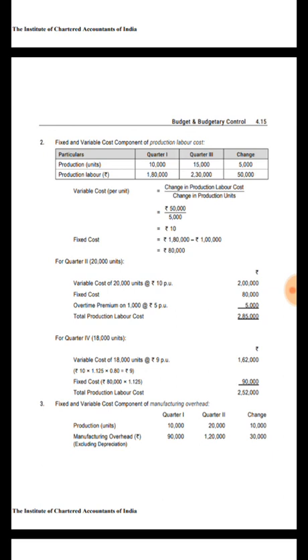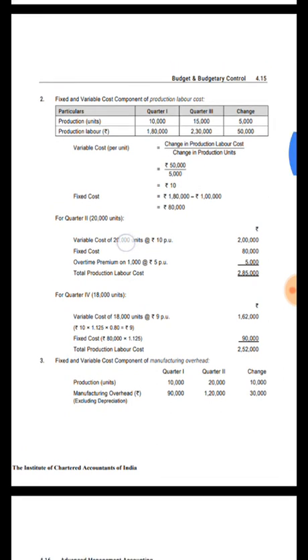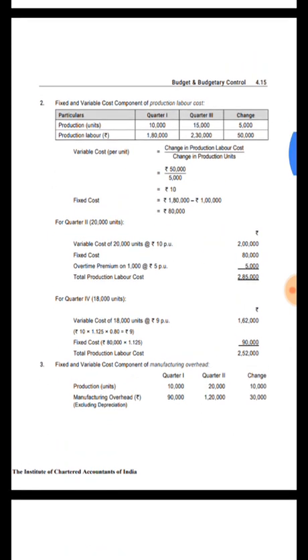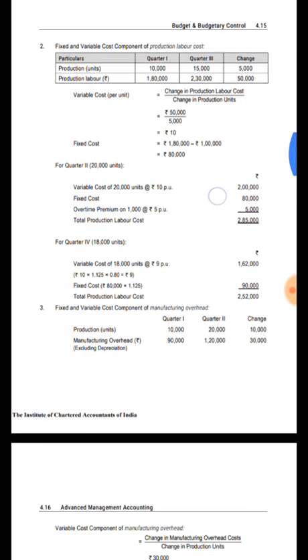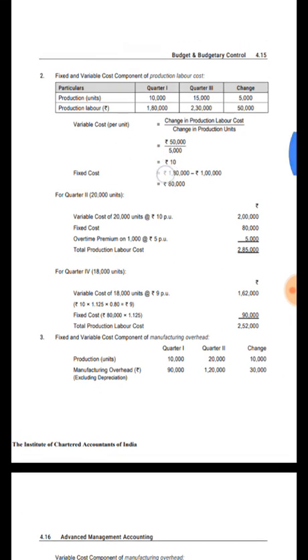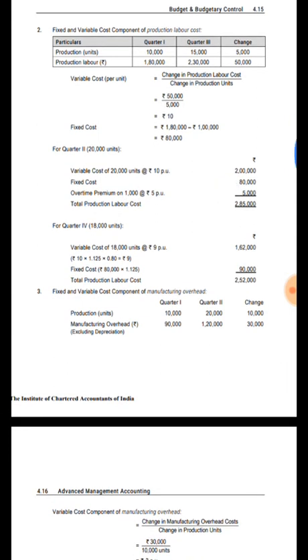Now the same thing, for quarter number 2, how will we do it? 20,000 units are produced into 10 rupees, 2 lakh. The 80,000 fixed won't change. So 2 lakh plus 80,000, up to here it is okay. But for the 1,000 units which exceeded beyond 19,000, you have to pay 5 rupees extra, 50% more, since 10 rupees is 100%. So 1,000 into 5 rupees, 5,000 we have to give extra. That's why for quarter number 2 it is 2,85,000.